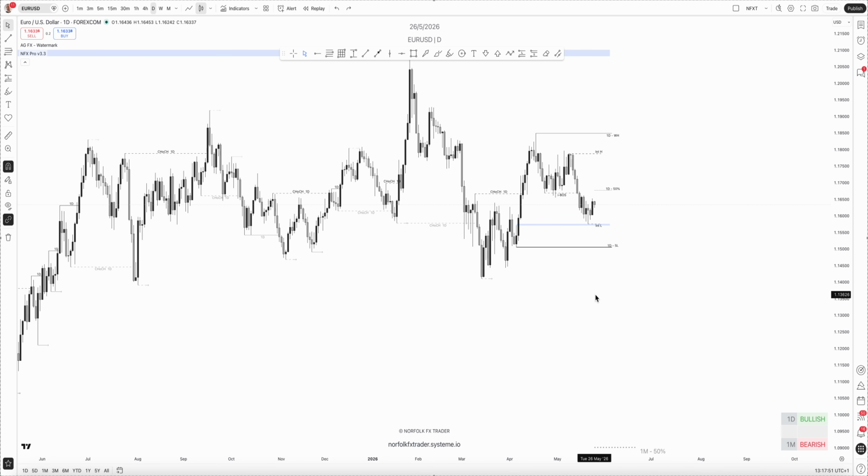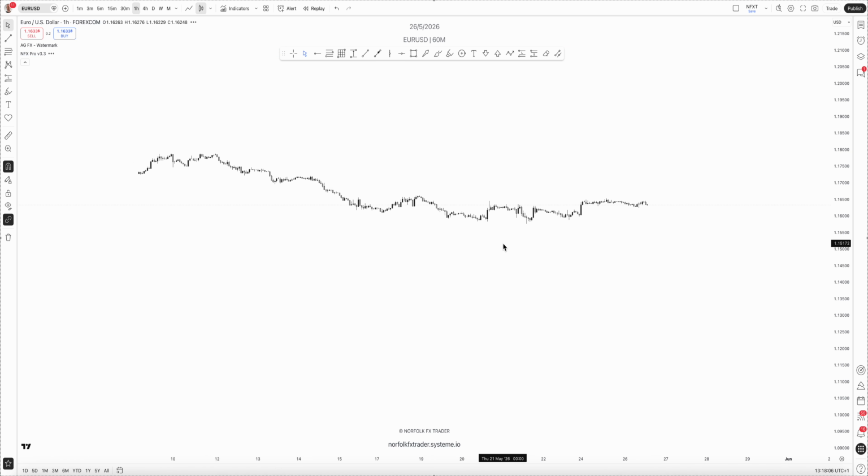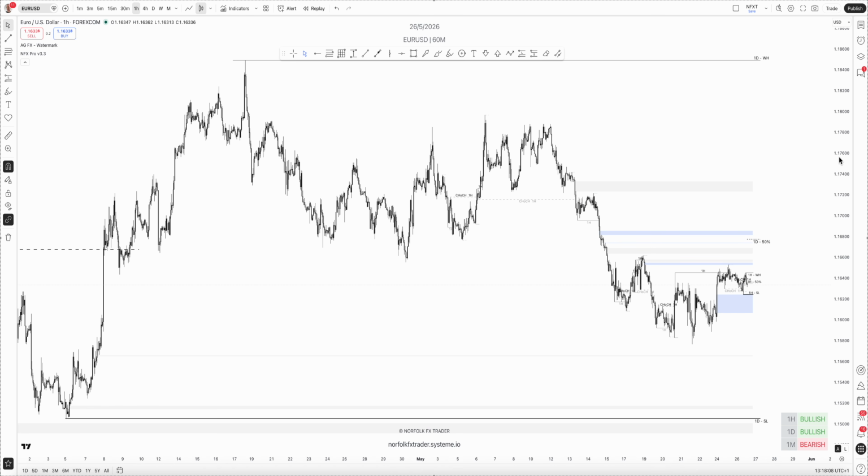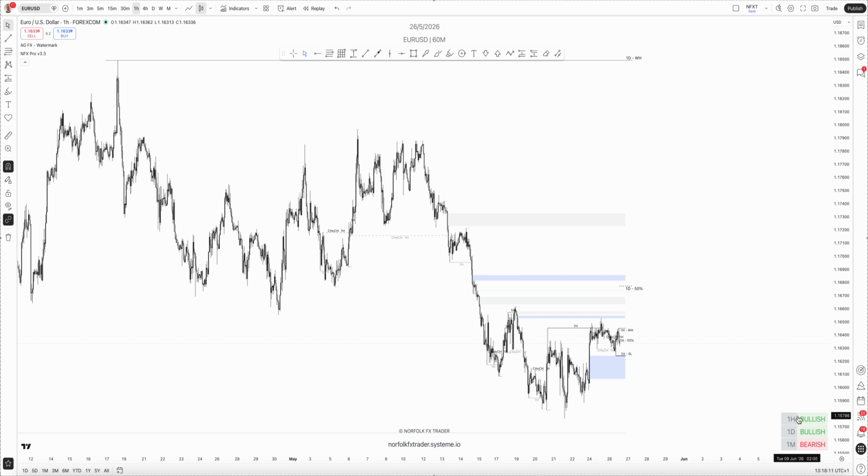Now, when we're looking at the higher time frame like this, yes, this can take some time to play out. If you're looking to trade the longer term game, this is the type of higher time frames you're going to use, and you'll be looking for 1 hour entry potentially. So if we drop down to 1 hour time frame, you'll start to see how this all aligns for your bias. So now we've got the 1 hour bullish, daily bullish, and the 1 month bearish.